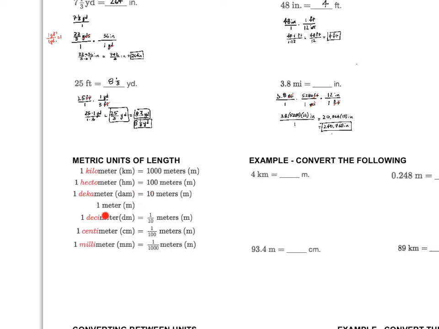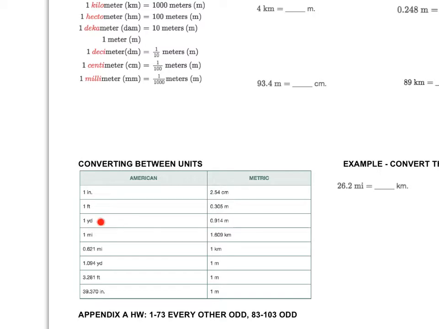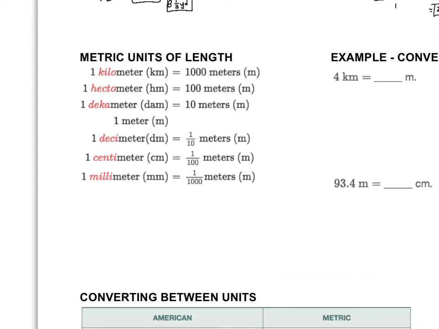So you have a meter, okay? And a meter is approximately, it's similar to a yard. It's really close to a yard. So 1 yard is about 0.914 meters. Okay, so those are comparable. So if you know a yardstick, a meter stick is about the same length. Okay, but they use meters instead of feet. And instead of inches, they use centimeters.